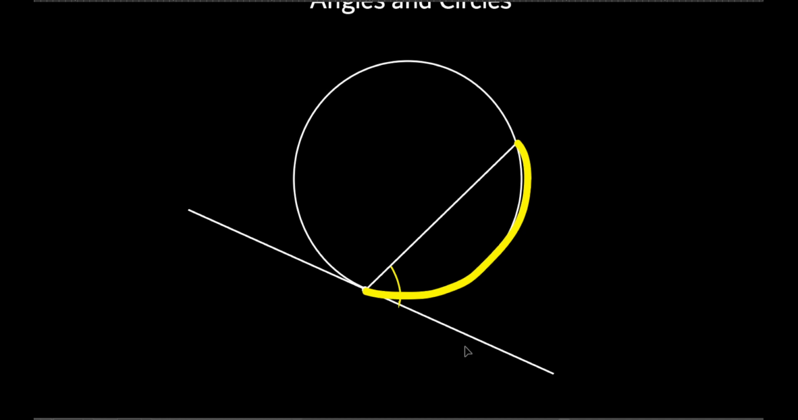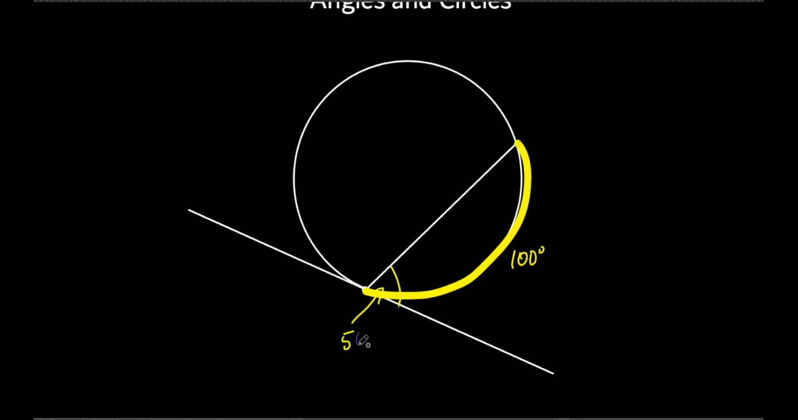Everybody got it? Again, there's no fancy name for it, but this skinny little yellow angle right there is an angle formed by a secant and a tangent on a circle. So that angle is half the arc. So if that arc is, I don't know, make it easy, 100 degrees, what's the angle then?